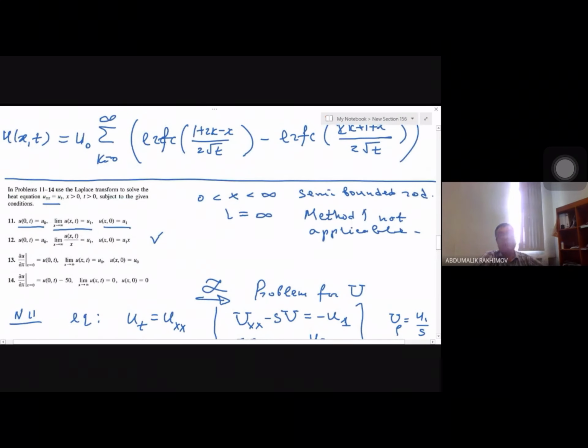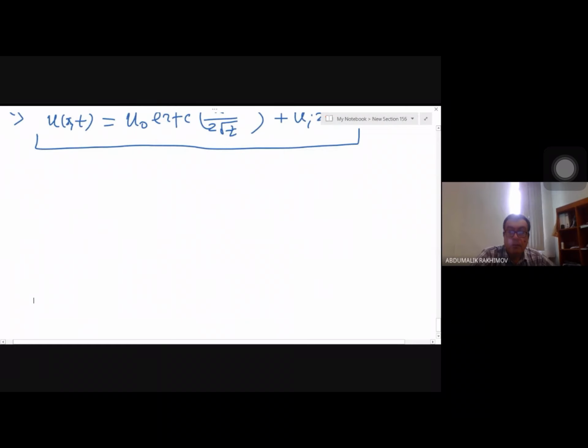So the importance of this problem is that for these problems you have to use the Laplace transformation. You cannot solve these problems using method one, eigenvalues and eigenfunctions, because you cannot find eigenvalues, because L is equal to infinity. Okay, any questions? So if no questions, that will be the end of this class. Let me stop. So before we go to attending, let me stop recording.